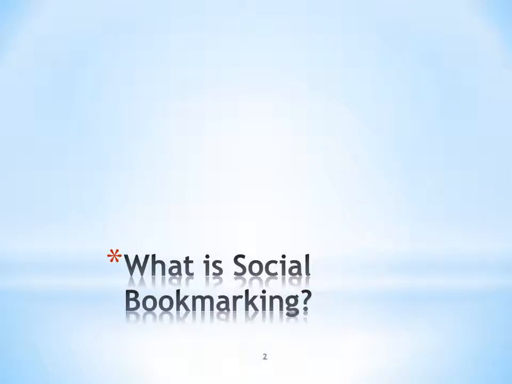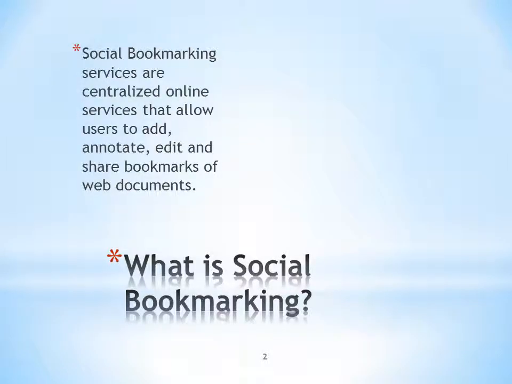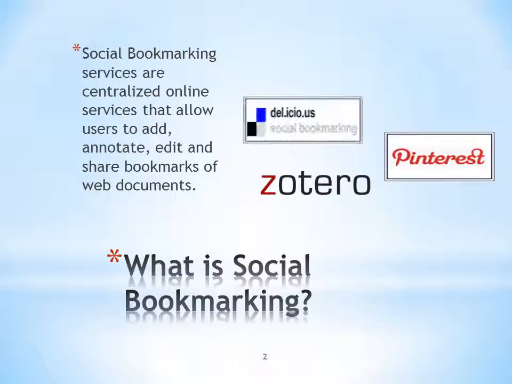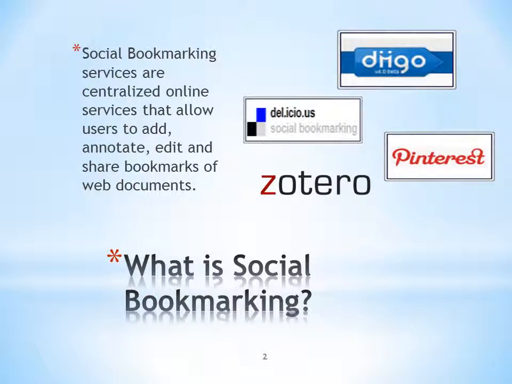What is social bookmarking? Social bookmarking services are centralized online services. They allow users to add, annotate, edit, and share bookmarks of web documents. Some social bookmarking services that you may be familiar with are Pinterest, Zotero, Delicious, and Diigo, which is what we're going to be talking about today.